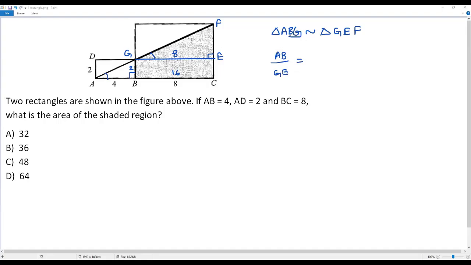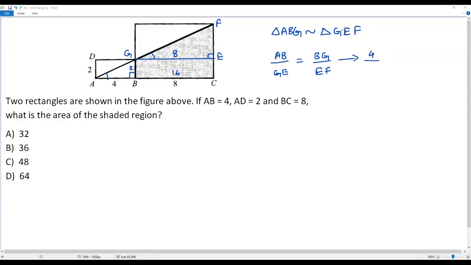Now let me take the side BG in the first triangle. What is the corresponding side in the second triangle? That is EF. So these two ratios must be equal because the two triangles are similar and the corresponding sides are proportional. That means the ratios of the corresponding sides must be equal. Now we can plug in the value for AB. We know that AB equals 4.